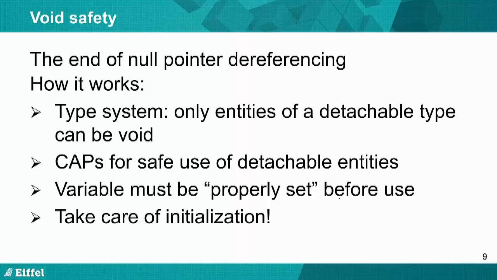We've also seen that a variable, in particular an attached variable, must be properly set before use, and that the key aspect is initialization, to make sure that in particular every variable that is declared of an attached type is properly initialized. These are the components. There's nothing magical. It's a construction that has these four elements, and I hope you can start right away writing Eiffel programs that are void safe and get rid forever of null pointer dereferencing.